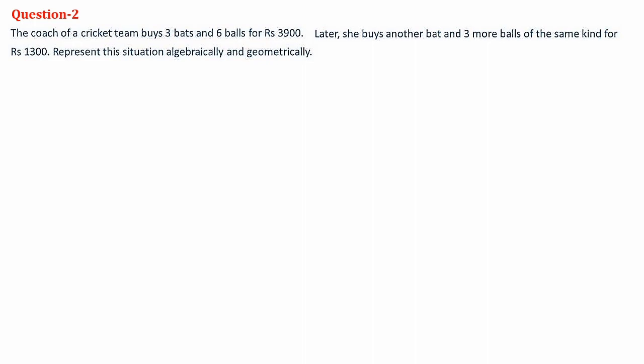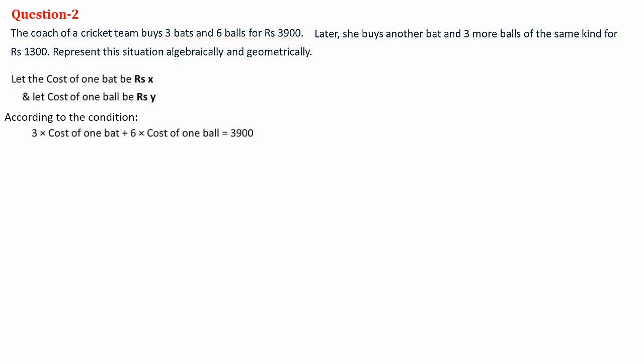Let's go through the question once again. The coach of a cricket team buys 3 bats and 6 balls for rupees 3,900. So here she bought 3 bats and 6 balls for rupees 3,900. First of all, as before, let's assume the cost of 1 bat is rupees x and the cost of 1 ball is rupees y, because they are buying bat and ball. So the cost of 1 bat is rupees x and the cost of 1 ball is rupees y. Using the first condition, that is 3 bats and 6 balls for rupees 3,900.